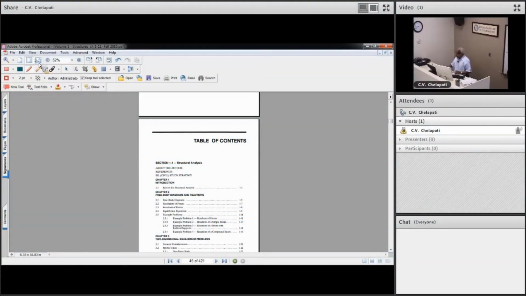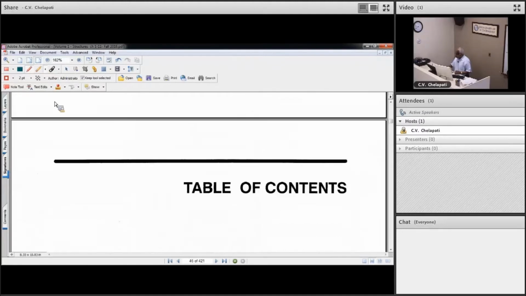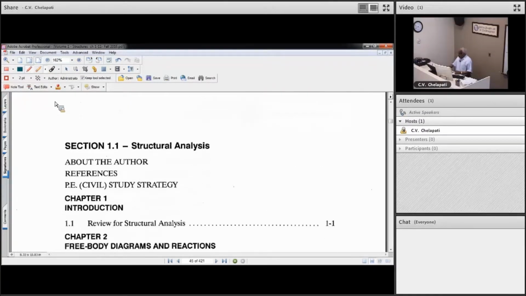Let's look at our structural analysis. Structural analysis is a kind of old subject. It has been there for many years. Actually, one of the first things in engineering, civil engineering, is structures. The Eiffel Tower is a good example, even like that.